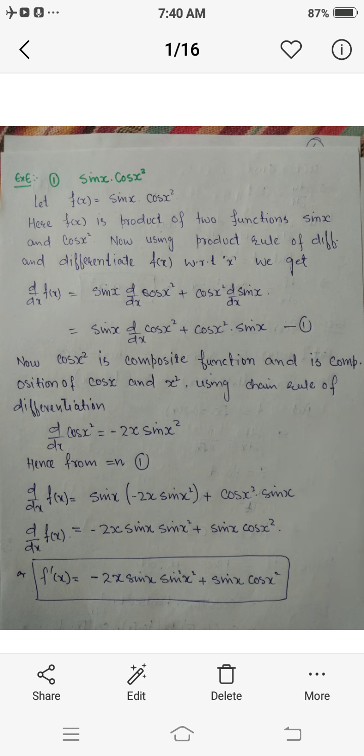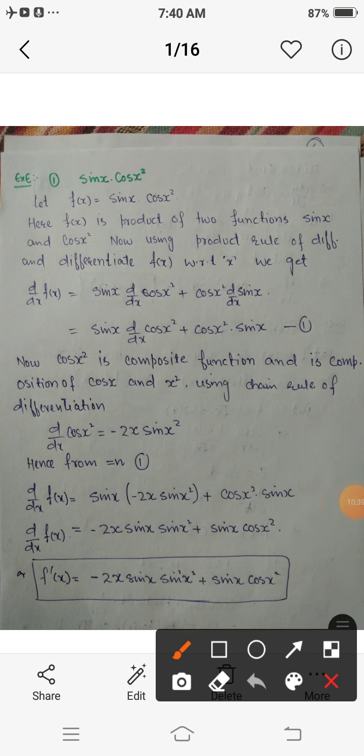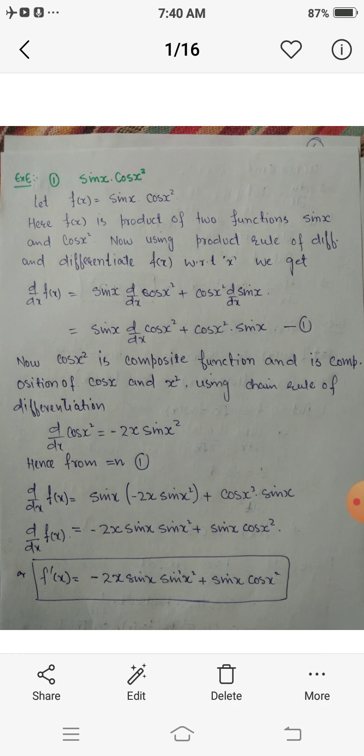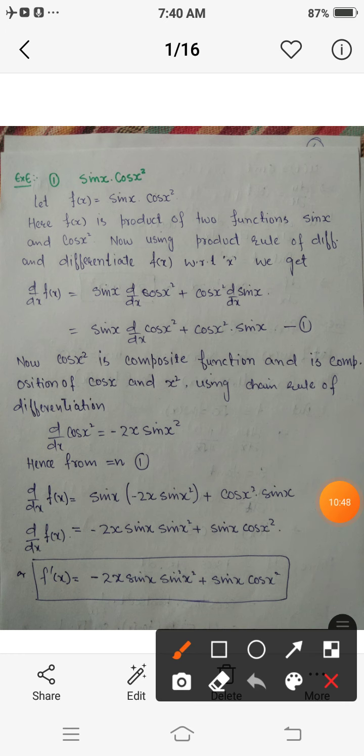Now the second one is sin x into cos x square. Clearly here, if we put f of x equals sin x into cos x square, this means that f is the product of two functions. So by using the product rule of differentiation, if we have two functions, then its differentiation is first function into differentiation of second plus second into differentiation of first. Here first is sin x and second is cos x square, so it is sin x into d by dx of cos x square, plus cos x square into d by dx of sin x.